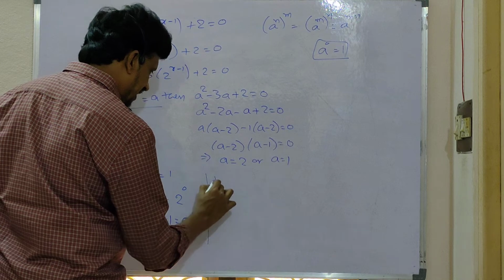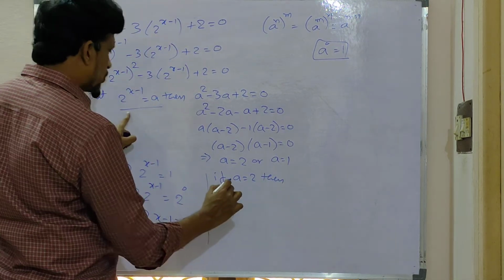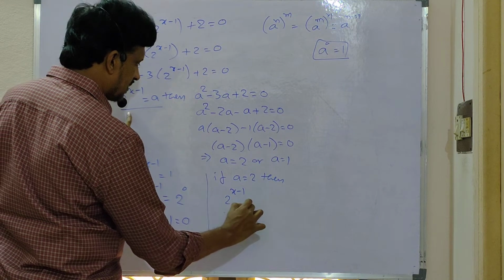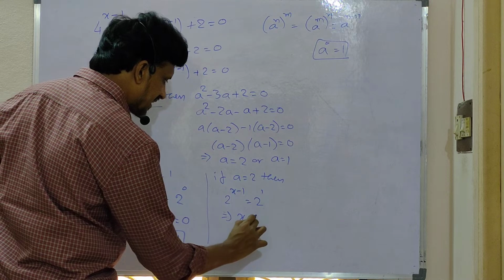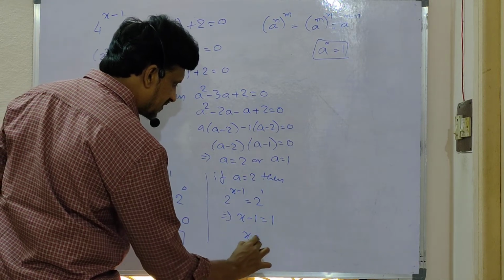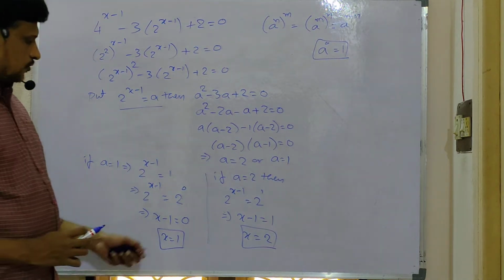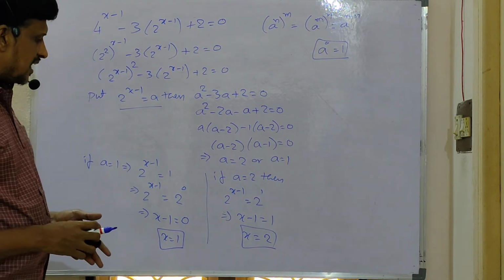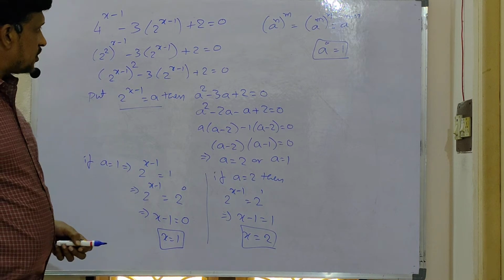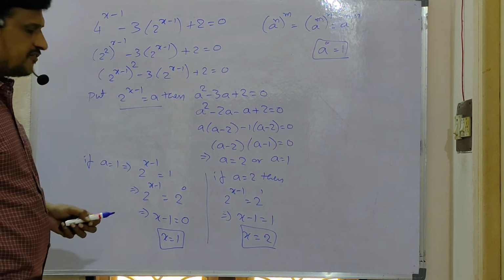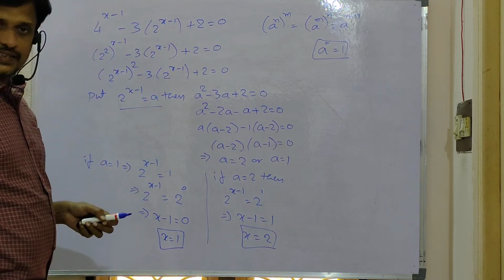Next, if a is equal to 2, then a means 2 power x minus 1 is equal to 2, that is 2 power 1. Again the bases are equal on either side. So by equating the powers you get the value of x, that is 1 plus 1, which is 2. So here the required solutions are x is equal to 1 and x is equal to 2. Just to verify, if you put x equal to 1 and x equal to 2, then you will get the required result.